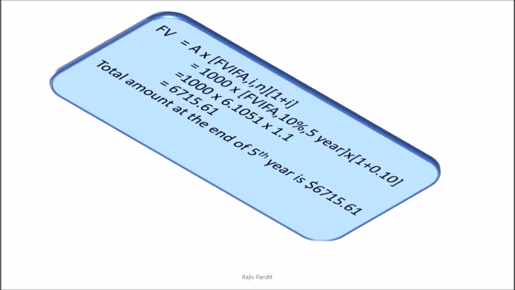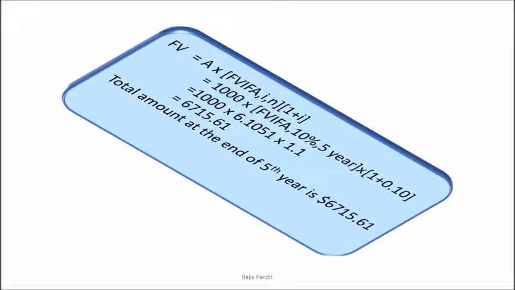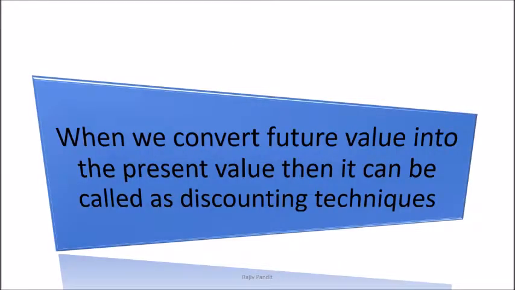Let's turn to the calculation. FV equals annuity times the future value interest factor of annuity in nth year at I% times 1 plus I, and we get this amount, 6,715.10. The total amount at the end of the 5th year is $6,715.61.